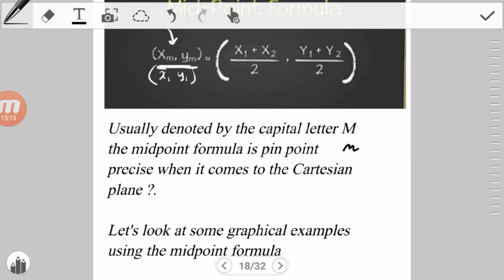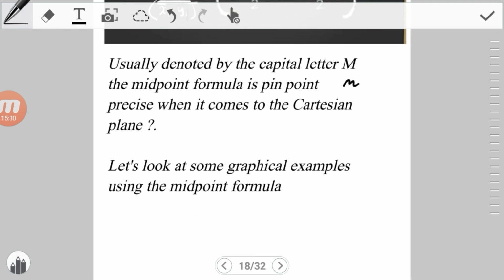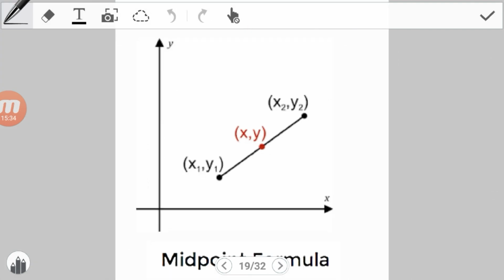The midpoint formula is pinpoint precise when it comes to the Cartesian plane, right? Because once you have calculated the coordinates of the midpoint, if you try to locate that position on the grid, you're going to find exactly that you will land in the middle of the line. I'm going to demonstrate that in a moment. Let's look at some examples of the midpoint formula.